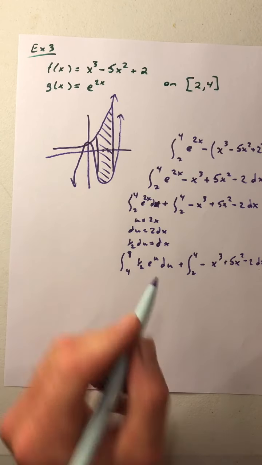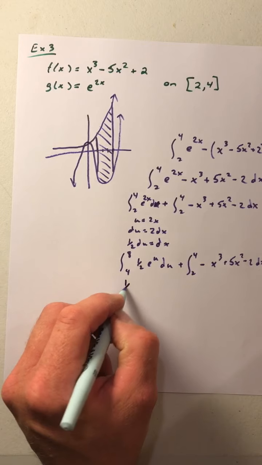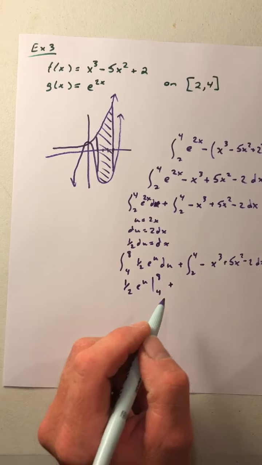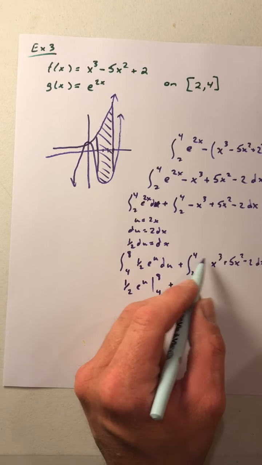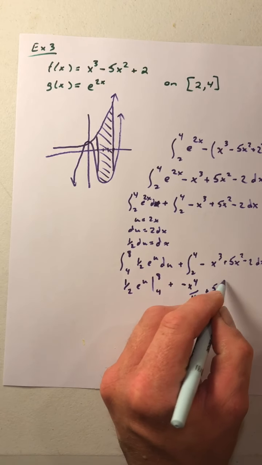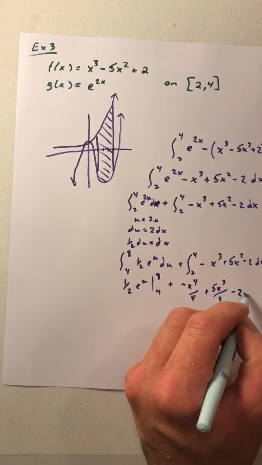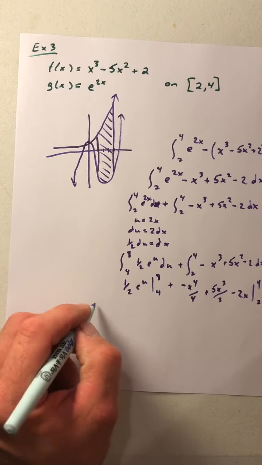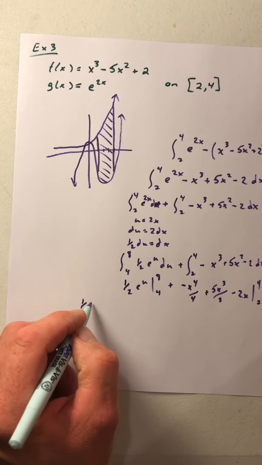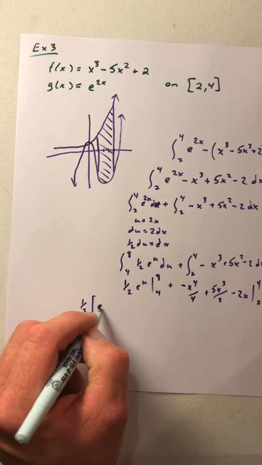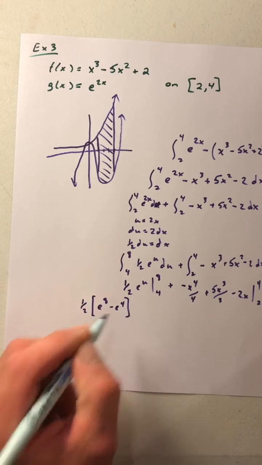Now I know the integration of each of my parts. Now I'm going to go ahead and integrate all of my parts. The integration of 1/2 e to the u is 1/2 e to the u from 4 to 8. To that we're going to add the integration of negative x to the third, which gives us negative x to the fourth over 4, 5x to the third over 3, minus 2x from 2 to 4. So now I can go ahead, plug in my 8, plug in my 4. Going to need a little bit of room here. So we have 1/2. Again, 1/2 is a constant being multiplied, so I can leave it on the outside: 1/2 of e to the 8th minus e to the 4th.